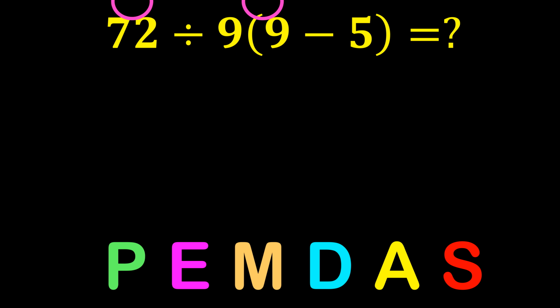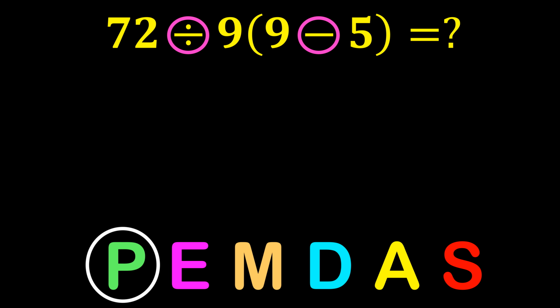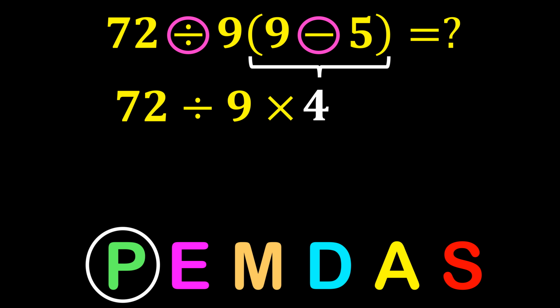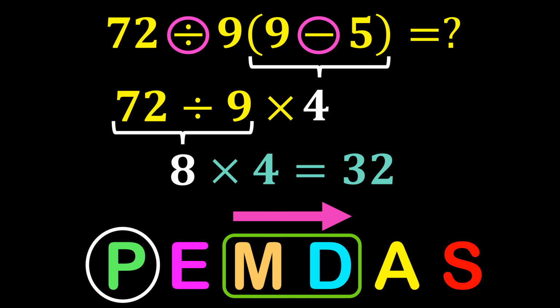In this expression, we have division, multiplication, and parentheses with subtraction inside. According to PEMDAS, we must first solve inside the parentheses. 9 minus 5 equals 4. The expression becomes 72 divided by 9 times 4. After the parentheses, it's time for multiplication and division, which must be solved from left to right. 72 divided by 9 is 8, and 8 times 4 is 32.